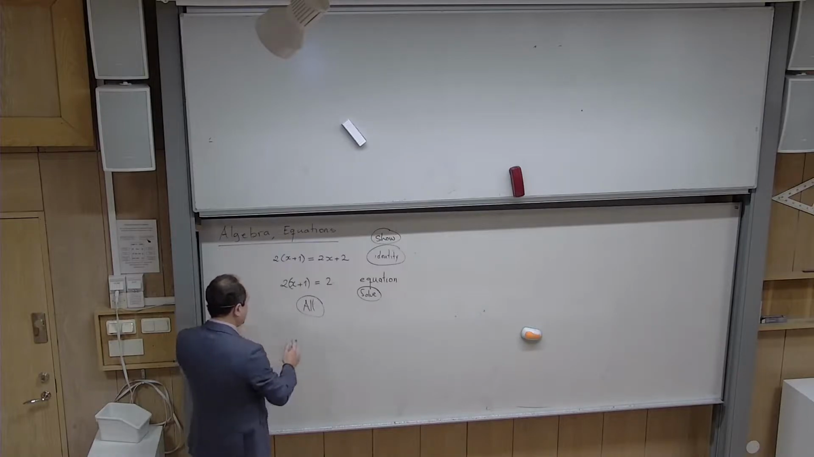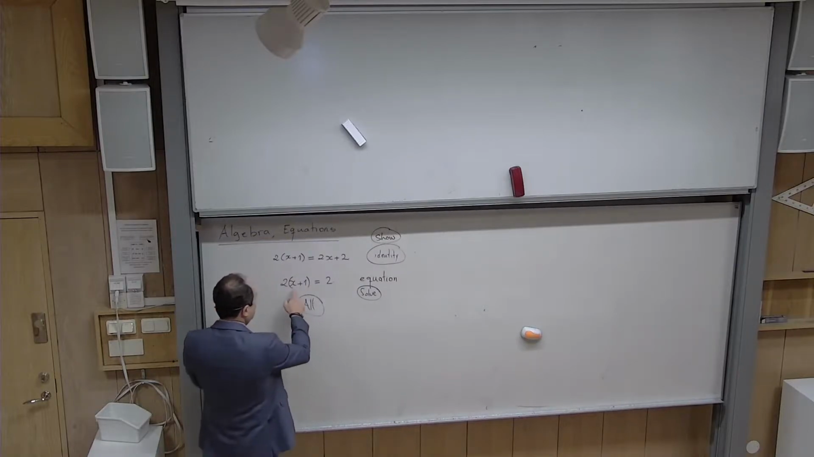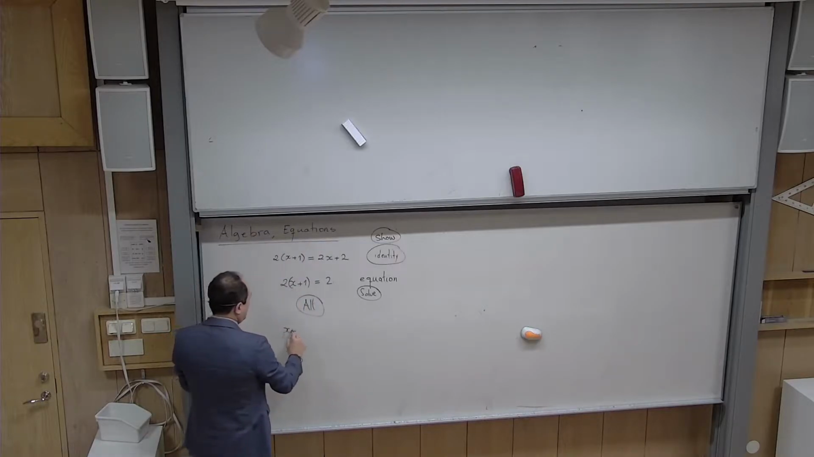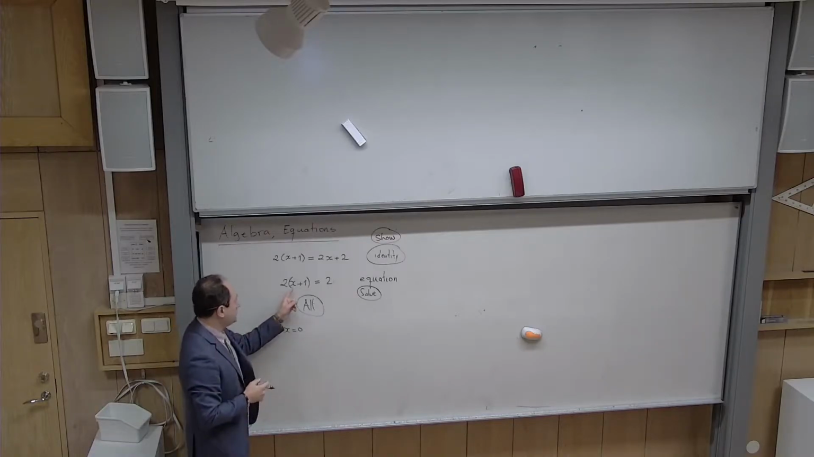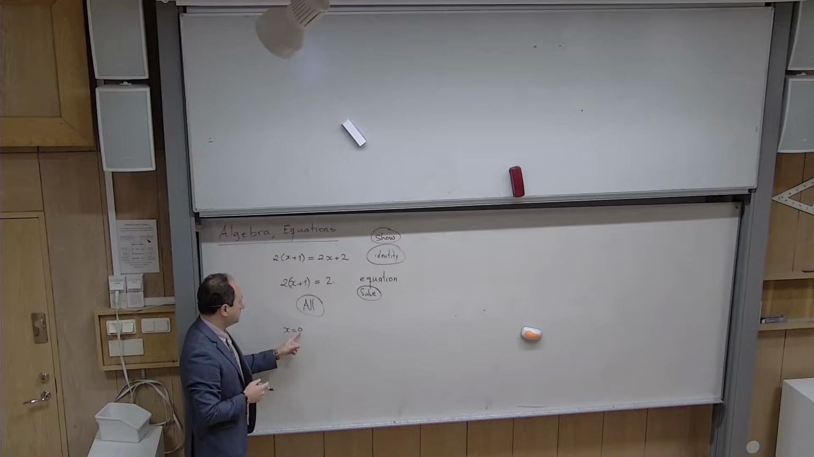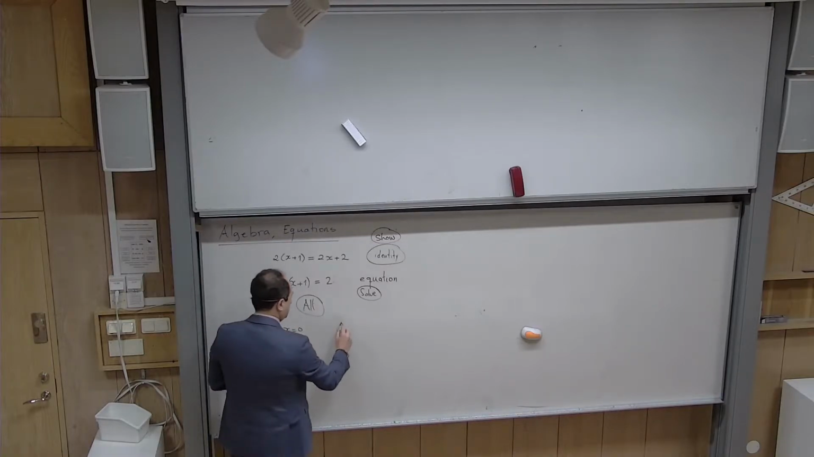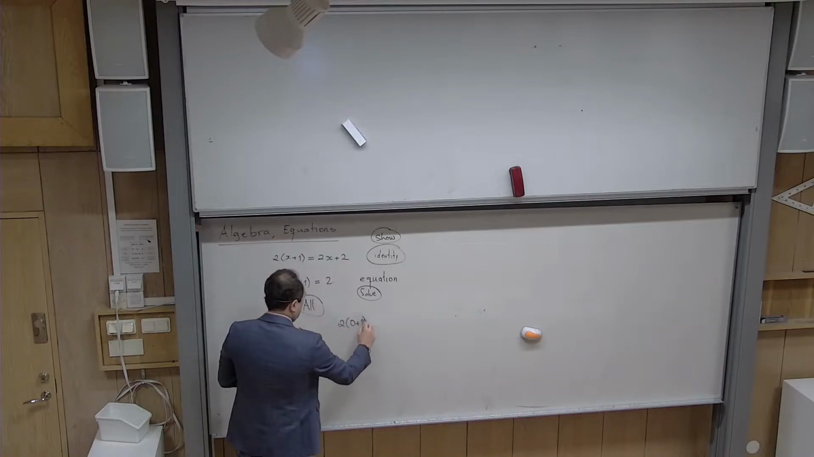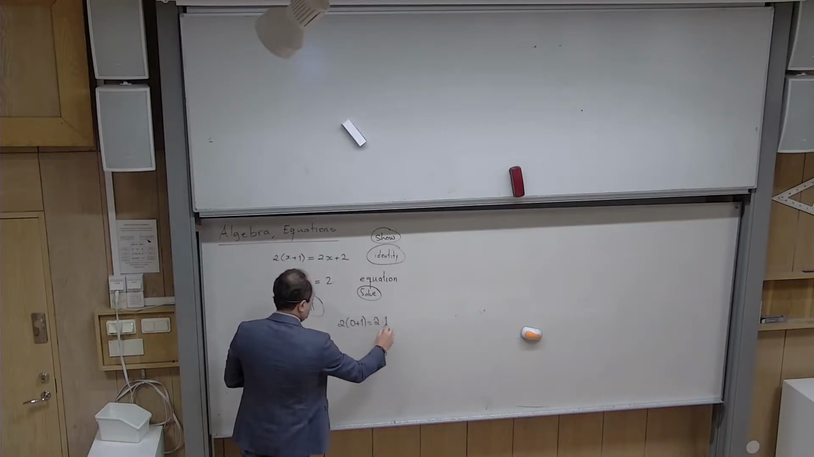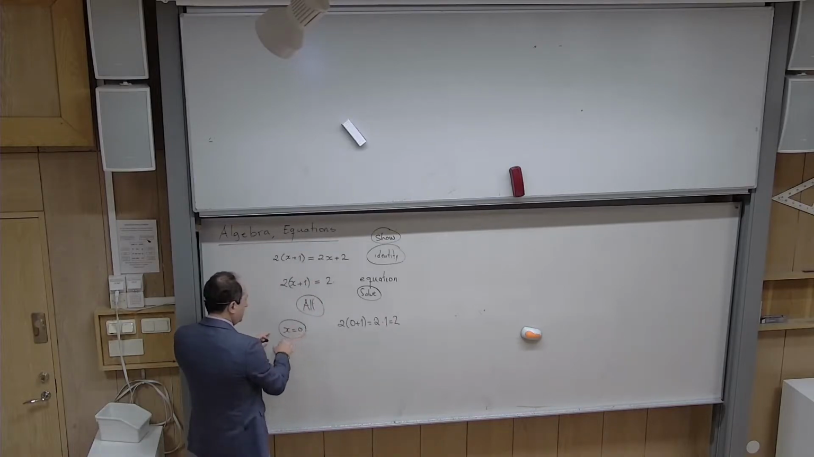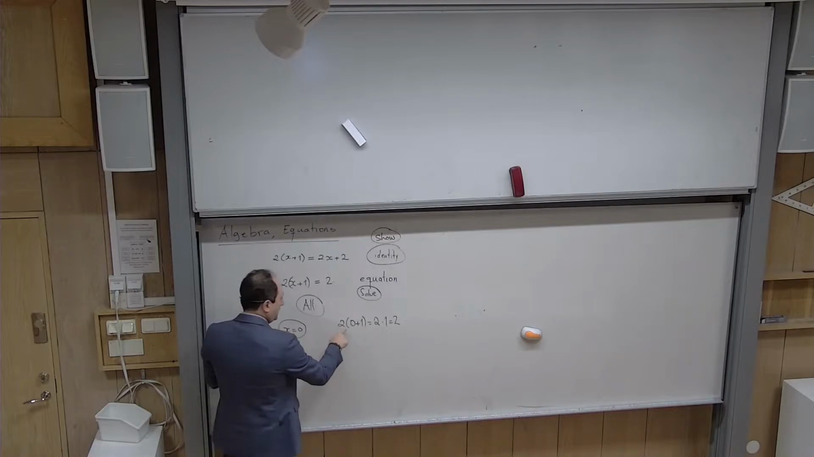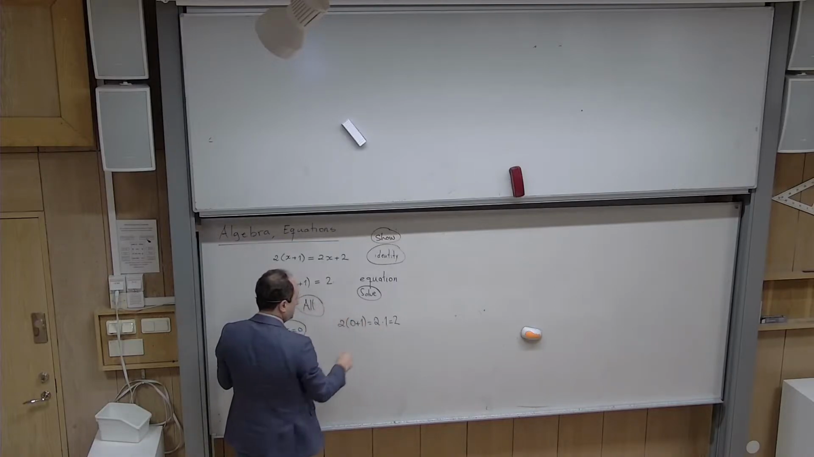For example, here, x equals 0 is a solution to this equation. Do you agree? Because if I replace x with this given value, the left-hand side becomes 2 times (0 plus 1), which if you calculate becomes 2 times 1, which is 2. So for this value of x, the left hand side becomes equal to the right hand side.